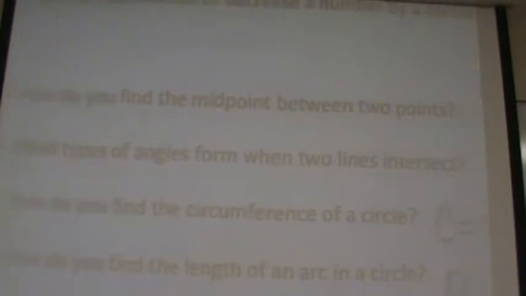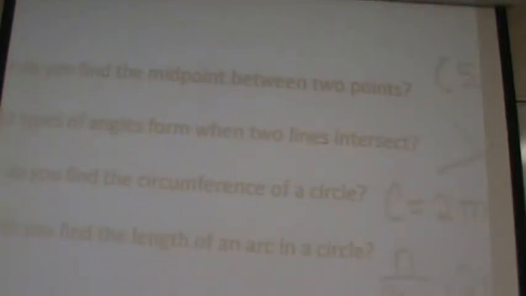What type of angles form when two lines intersect? So you're pairing vertical angles. If you have two lines that intersect, what are these two angles called? These are vertical. So if I say this is 50, what do you know about this one? It's the same. Then the angle next to this one is 130, supplementary. So how would you figure out these two add up to be 180? So this would be 130 and this would be 130. Okay?